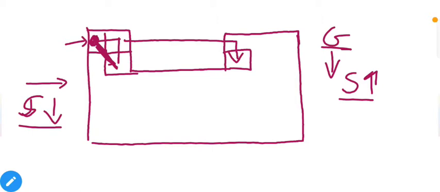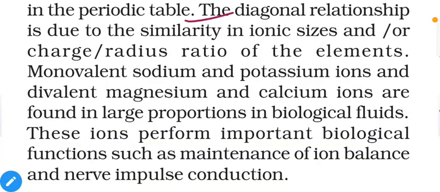Same trend will be observed for the adjacent element. When we move from beryllium to the adjacent element, then size will decrease because of moving in the same period. And as we move from top to bottom in a group, again size will increase. So in this relationship we will get similar sizes. So the diagonal relationship is due to the similarity in ionic sizes and/or charge radius ratio of the elements.